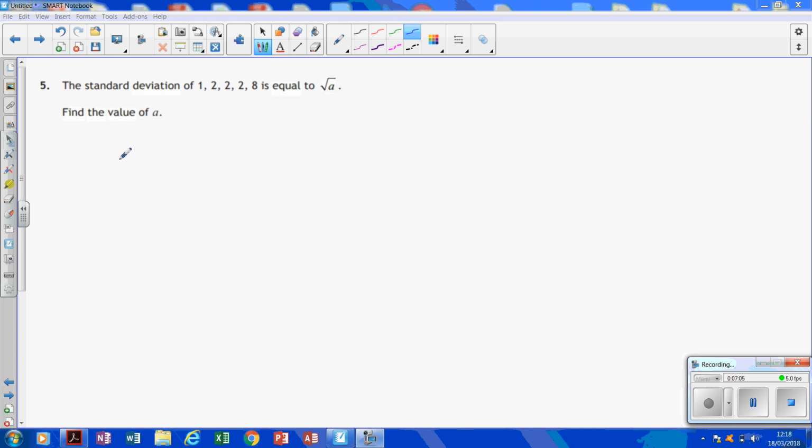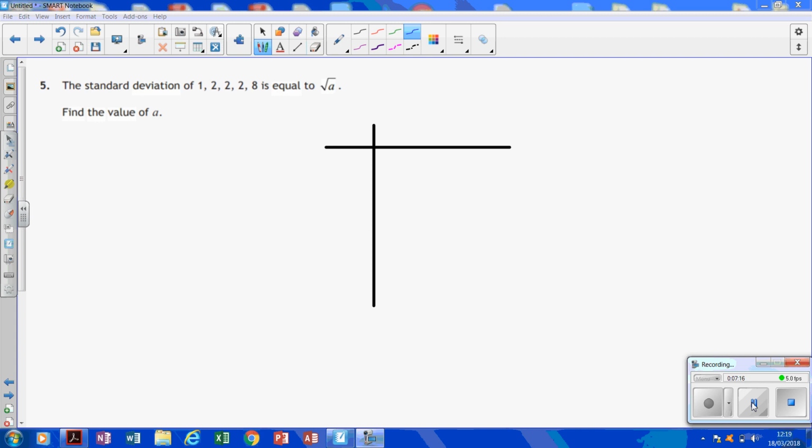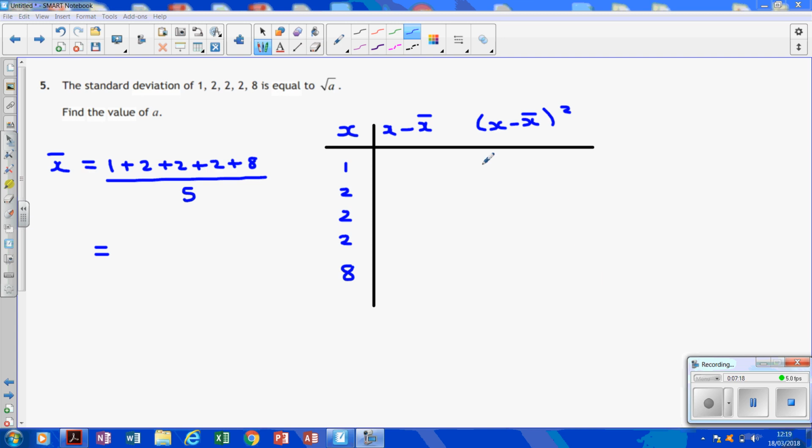Now, to get a standard deviation, we first of all have to set up a table, but we need to work out the mean value as well. Right, I'll draw the table down just now. So use your formula from the information sheet to guide you through this table. Set up your table, put your x's down the side and leave a space for x minus x bar, and we're going to square them.